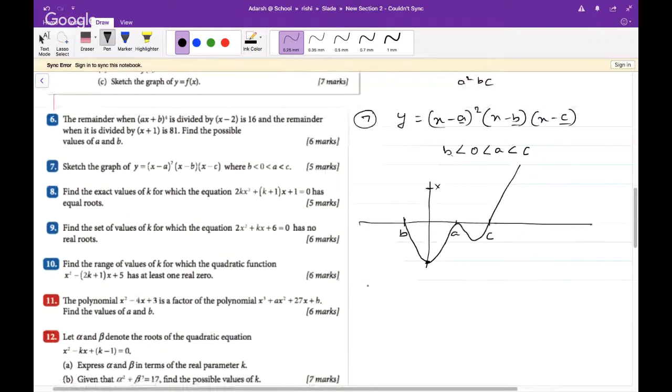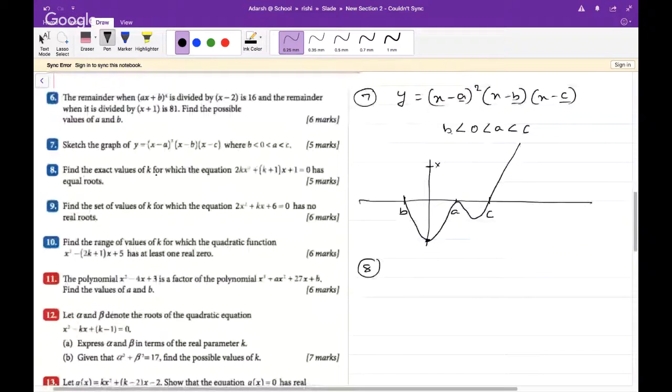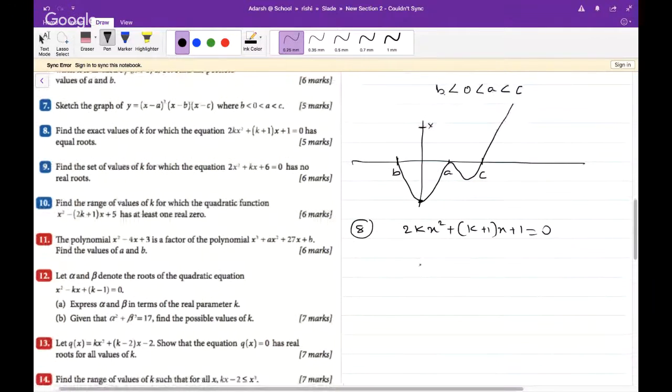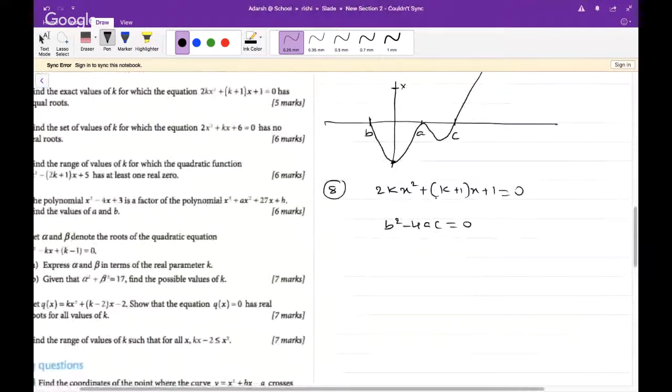Now let's do the eighth one. Find the exact values of k for which 2kx square plus k plus 1 x plus 1 equal to 0 has equal roots. Equal roots meaning b square minus 4ac is equal to 0. So now b is what? k plus 1 the whole square minus 4 into 2k into 1. This entire thing is equal to 0.